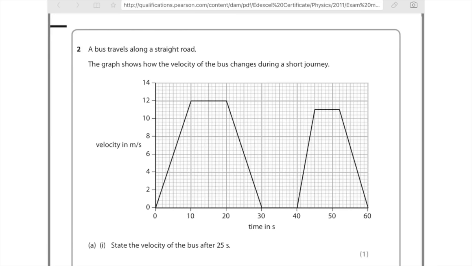So for the first mark, state the fact that distance is given by area under the graph, and then for the second mark, compare the two areas under the line, and you're done.